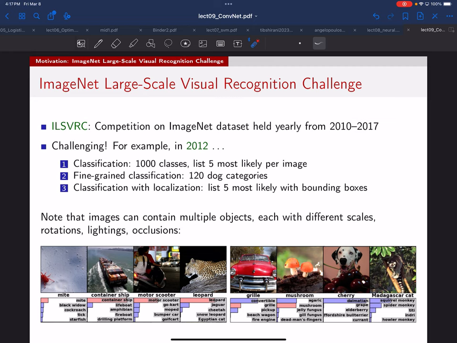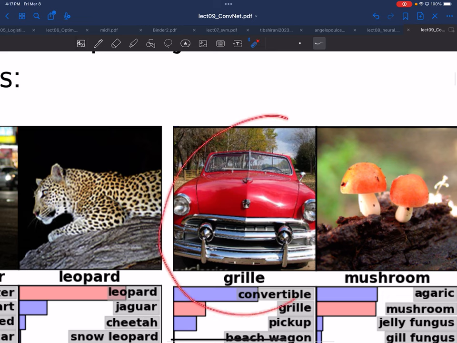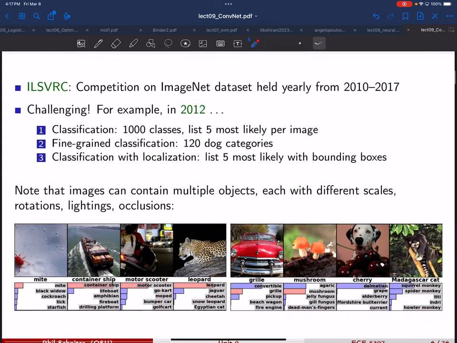Like, for example, this picture here was labeled as grill. So, you know, that's probably not what I would think of labeling that as. I'd probably label it as a car. And another issue is that the size of the objects within the image can scale quite a bit.